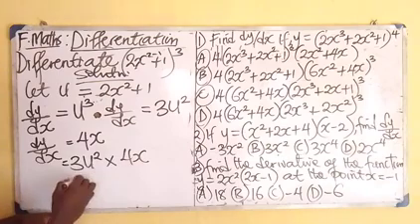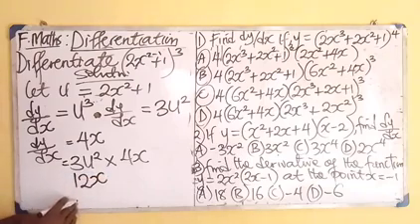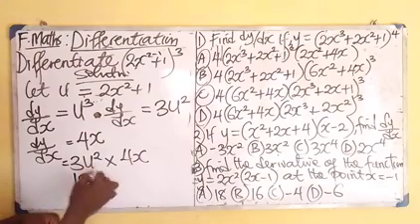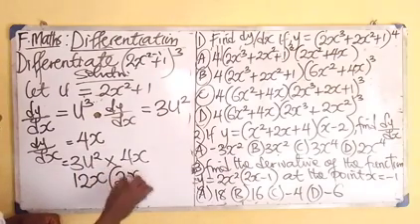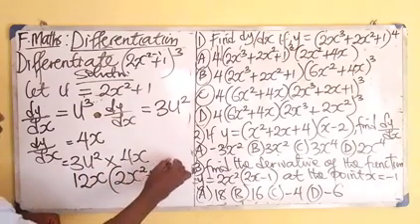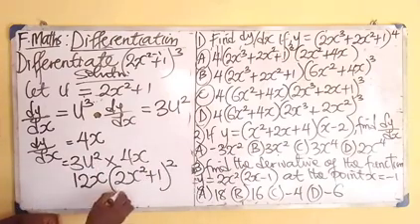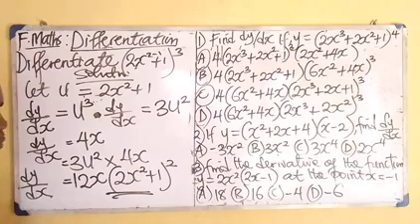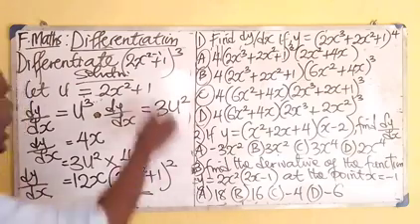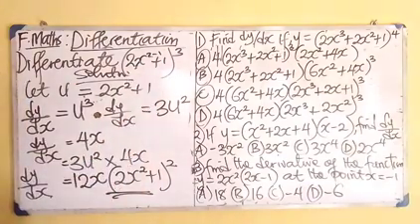3 times 4, I have what? 12. Then this x is here, right? True or false? 3 times 4 is 12 now, times this x, I have x. Then we said that let u be this. So I'll say 2x squared plus 1, raised to what? 2. Because I have 2 here. So this is the final answer. So dy over dx, I have 12x, open brackets, 2x squared plus 1, raised to power 2. I take it again. I was given this. Do you get?